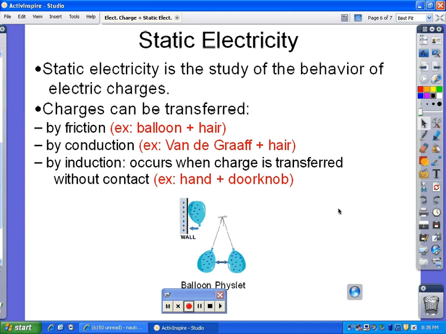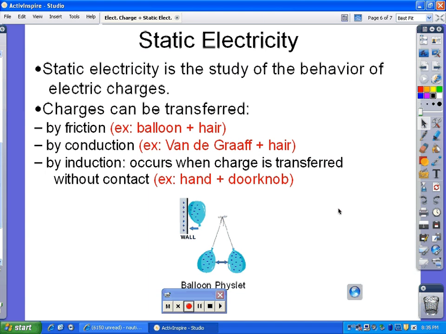And the last one is induction. It occurs when charge is transferred without contact. The hand and your doorknob, if you've ever shocked yourself doing that, that charge is transferring through induction, through the empty space, without contact. Additionally, if you remember when we did the Van de Graaff machine, it would shock you before you actually got up there to it when the charge was great. It would reach out and induct to you.